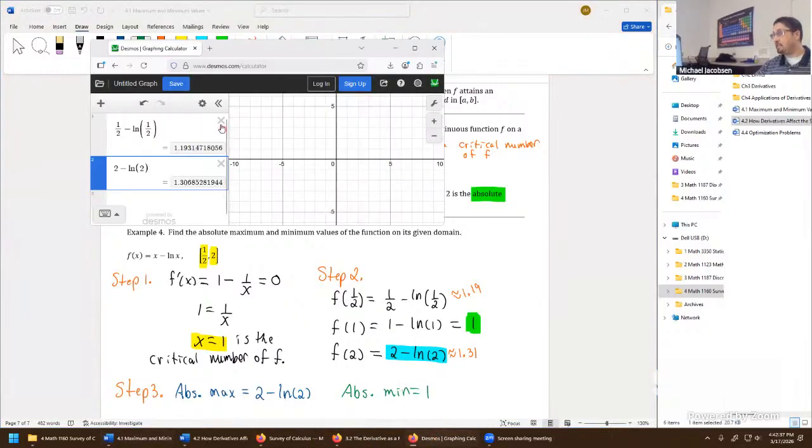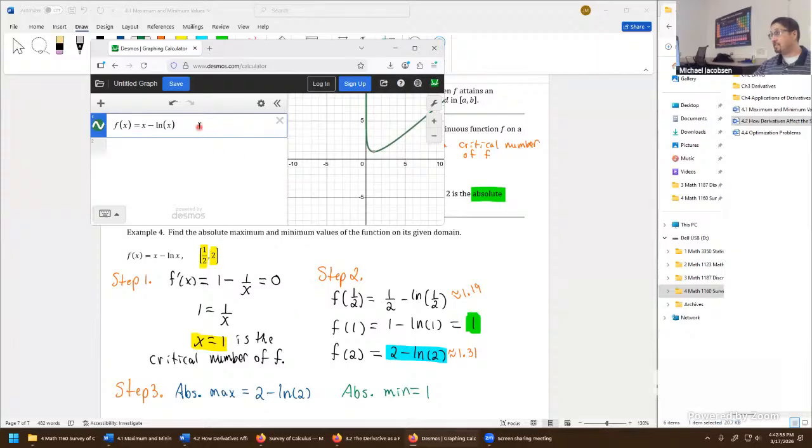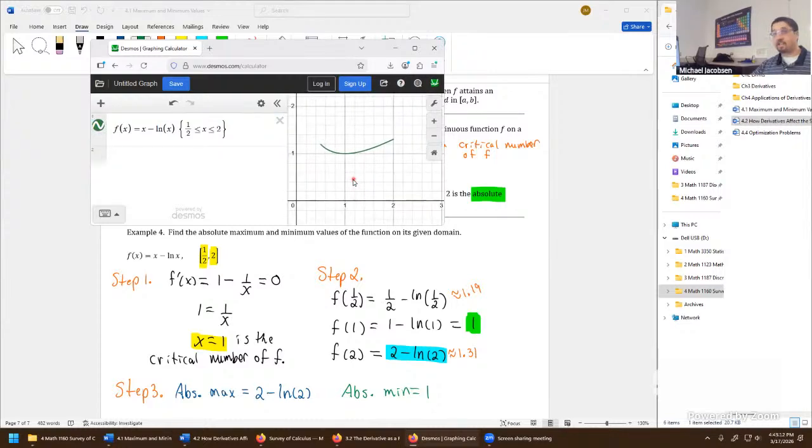And just for the sake of visualizing what we just did, let's plot that function. f of x equals x minus natural log x. Now, this is not the function because recall it has a restricted domain, that particular closed interval. So we need to include that information. Let's write in 1/2 less than or equal to x, less than or equal to 2. And that's the graph of our function. There's not much there. Let's see how our method worked on this.